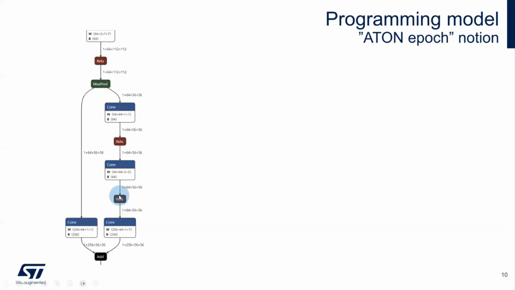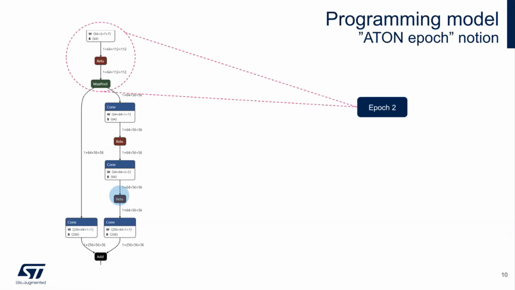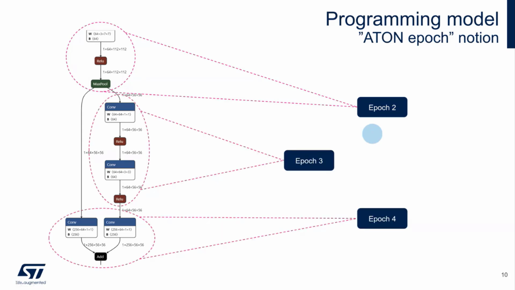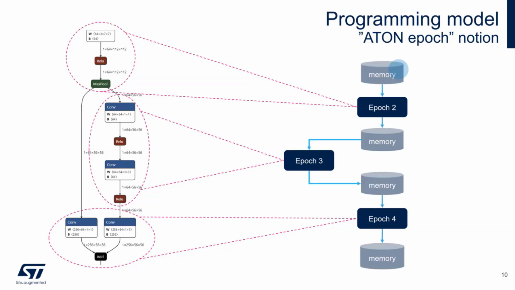What the compiler will do is split this neural network into epochs, so into operations that will be understood by the hardware, the Neural-ART. For example, this part will be epoch 2, again epoch 2 because this is not the beginning of the neural network. This part will be epoch 3, and this part will be epoch 4. For each epoch, you will have some input data and output data that will be given to the next epoch, and so on.